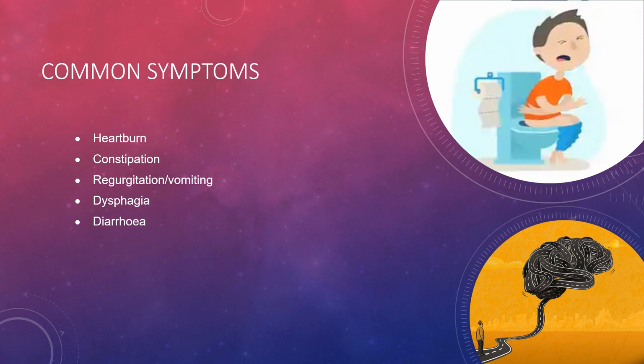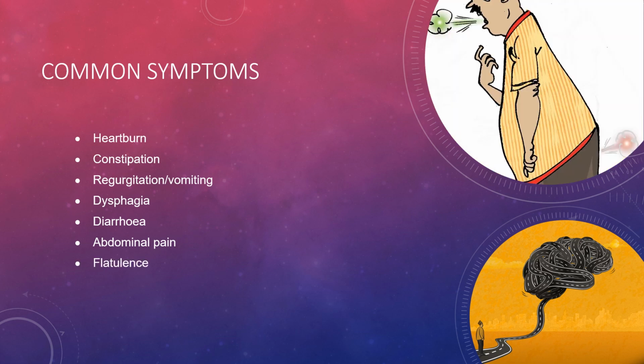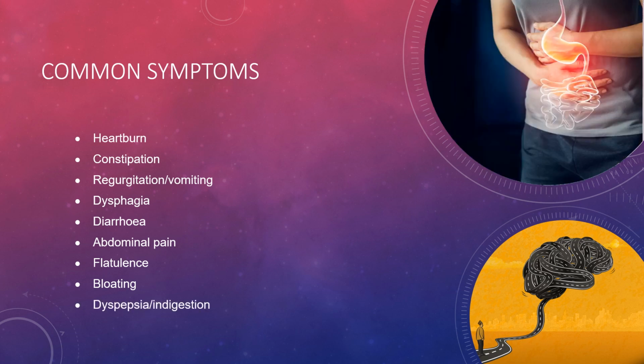Diarrhea, which means loose or explosive stools, sometimes causing difficulty getting to a toilet in time. Abdominal pain in the form of cramps. It can be sharp or dull pain, sometimes accompanied by nausea or vomiting. Flatulence, which can be excessive wind or belching or an inability to hold wind. Bloating, described as feeling uncomfortably full and tight. And dyspepsia or indigestion, which can cause nausea, vomiting, feeling uncomfortably full, and stomachache.